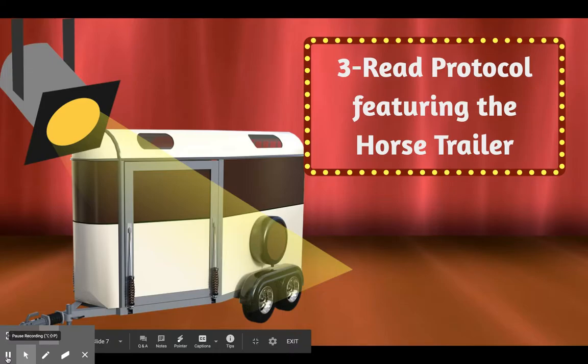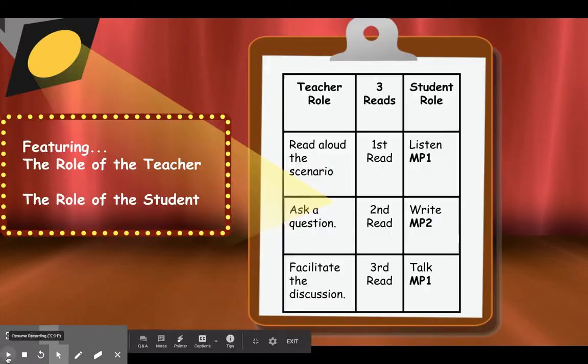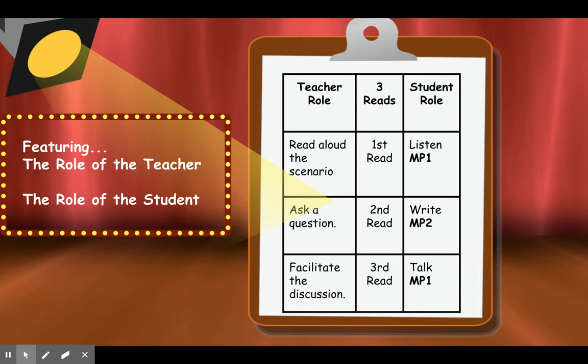Now let's take some time to dive into the main portion of the lesson for today. We're going to engage in the 3-read protocol featuring the horse trailer. Now, our 3-read protocol is going to be used whenever we're solving problems that might involve words or a task. So for the 3-read protocol, there's the role of the teacher and also the role of the student. So today we are going to work together on making sense of a mathematical word problem. Sometimes these are called word or story problems.